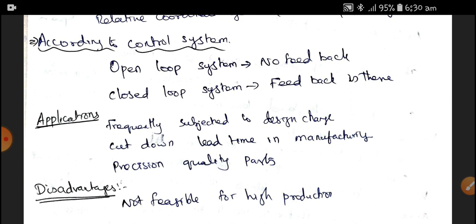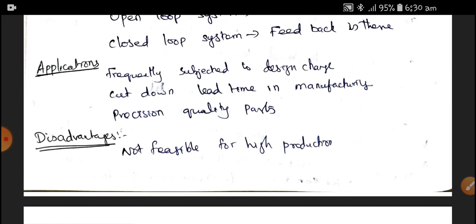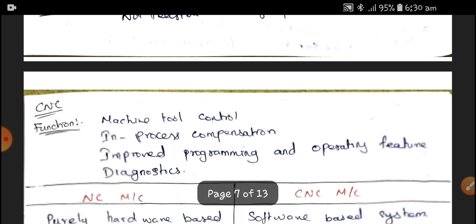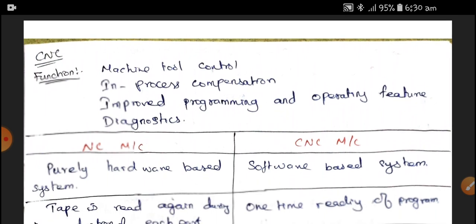Precision quality parts can be manufactured, and the disadvantage is that it is not feasible for high production. So this is one of the advantages of CNC and DNC. It is feasible for high production, and high variety kinds of components can be manufactured in CNCs as well as the DNCs. Now we will move on to the CNC machine.